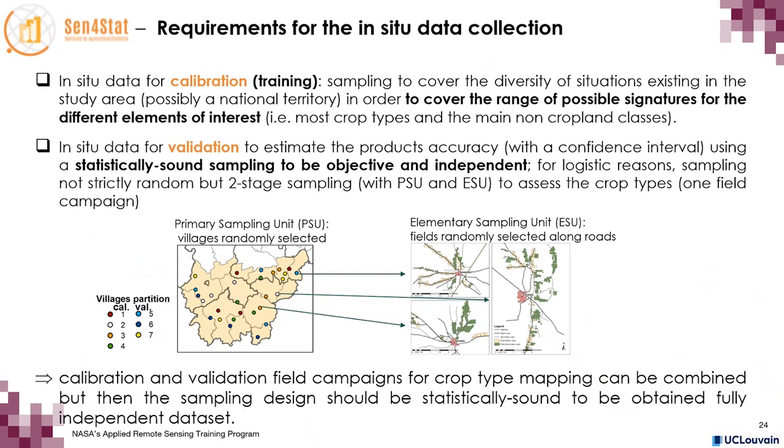Calibration and validation field campaigns for crop type mapping can be combined. They are tedious and heavy operations. But if they are combined, then the sampling design should be statistically sound to obtain a fully independent dataset, which is required for the validation.